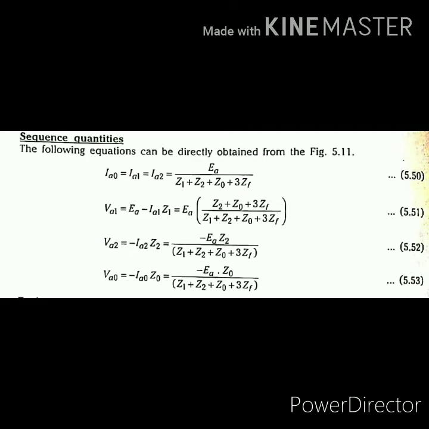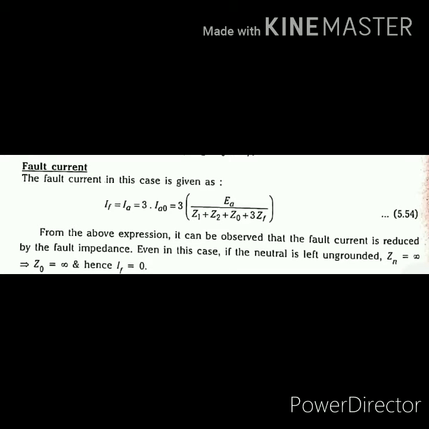Next we will see what VA1 is. From the star equation we have EA minus IA1 into Z1. Let us substitute IA1 from 5.50. Means here you have to take the LCM and solve it. Take EA as common and solve. Next we have VA2 and VA0 solved in a similar manner. Okay, and next we have the fault current.